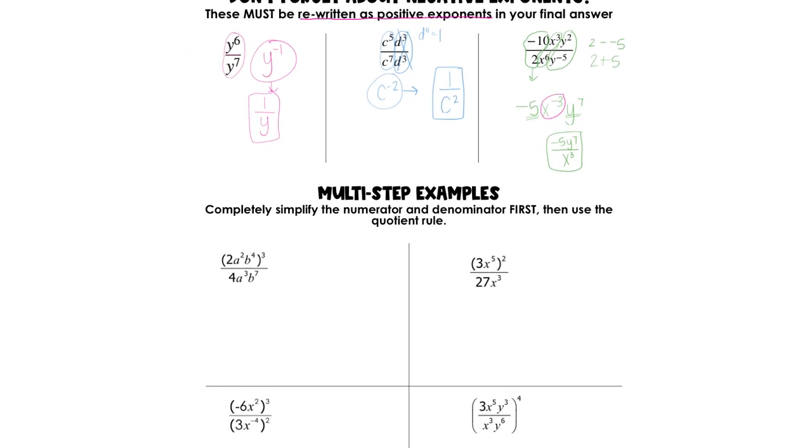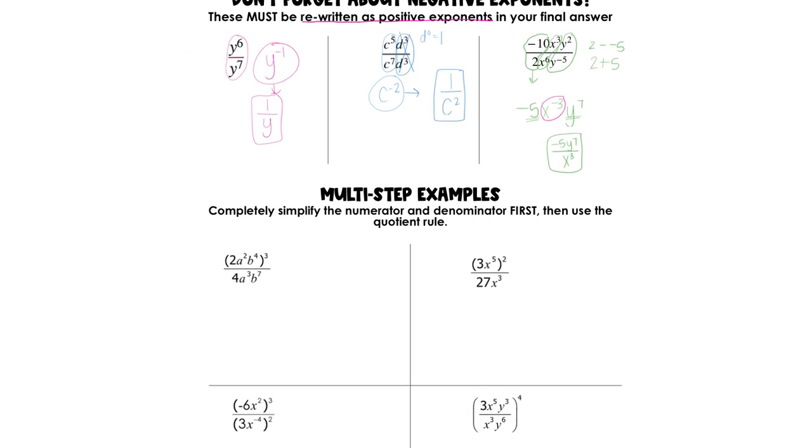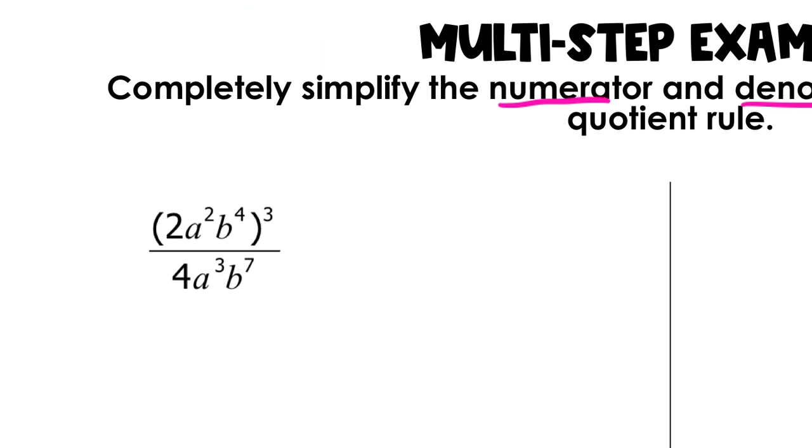Okay, the last few examples we have here are just some multi-step examples. These just involve a lot of simplifying, and these can be kind of tricky. So just take it one piece at a time. I would completely simplify the numerator and the denominator first, and then I would just use the quotient rule to do everything else. So let's take a look at that first one.